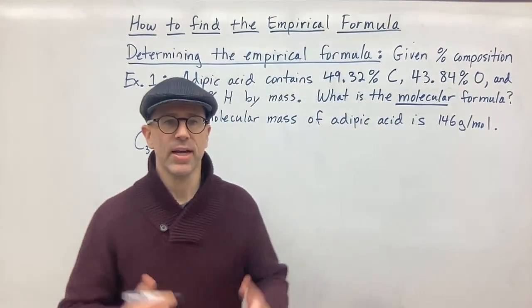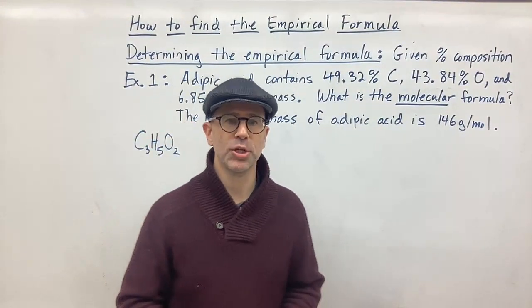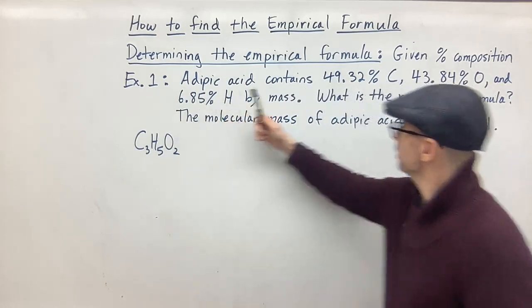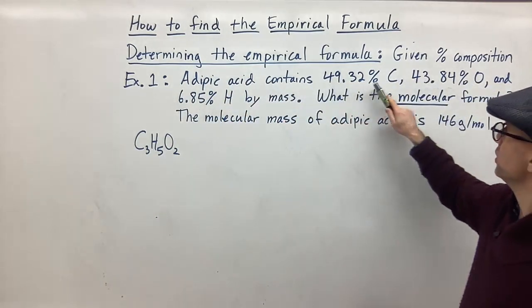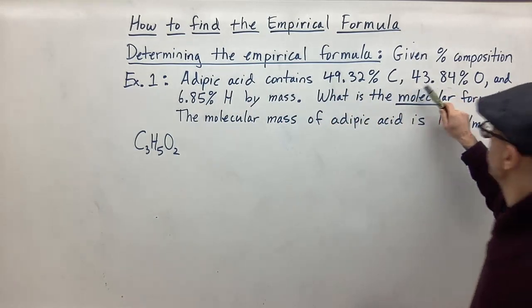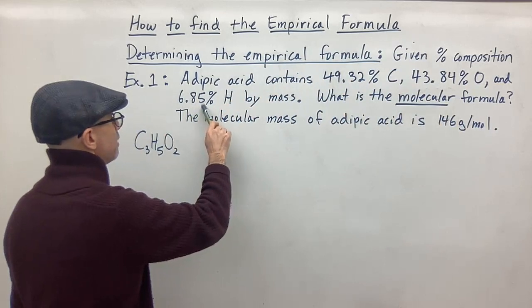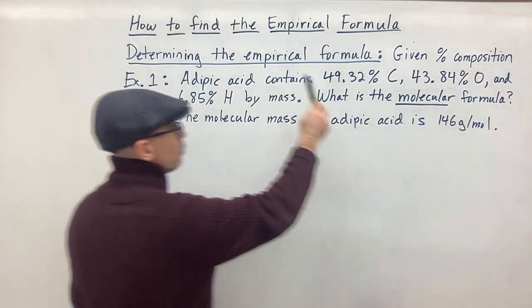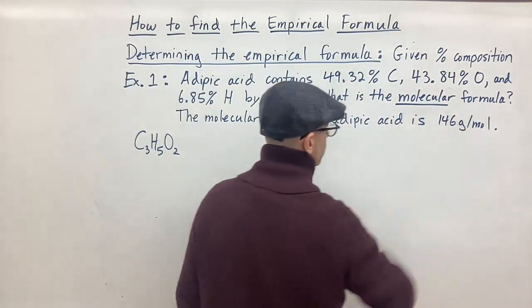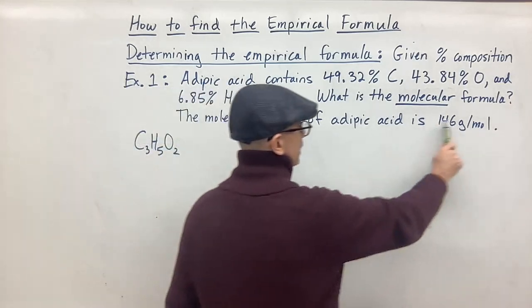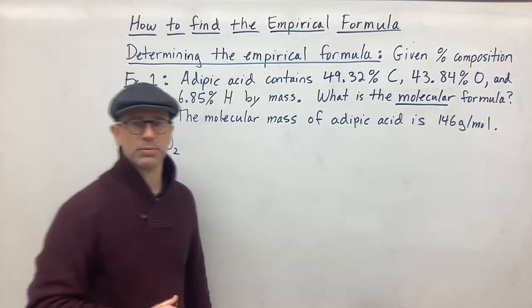Okay, welcome back. So problem number 2. Here's problem number 2. Adipic acid contains 49.32% carbon, 43.84% oxygen, and 6.85% hydrogen by mass. What is the molecular formula? By the way, the molecular mass of adipic acid is 146 grams per mole.